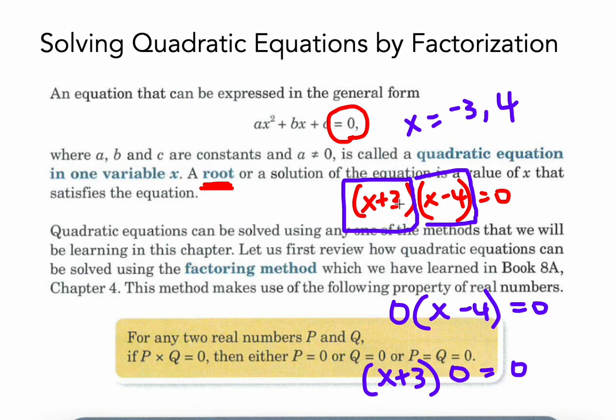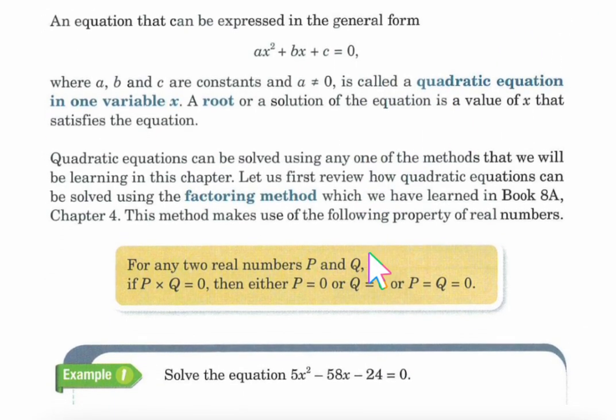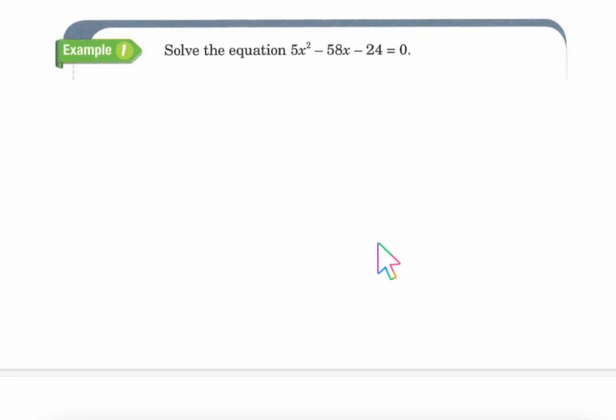Because -3 plus 3 would become 0, then 0 times x minus 4, it doesn't matter what the other value is, it would equal 0. Same with 4. 4 minus 4 would make this entire term equal to 0, then multiplied by that other binomial, it would just automatically become 0. Okay? So let's go through an example to review. Go ahead and pause the video and try this one on your own first before we start.